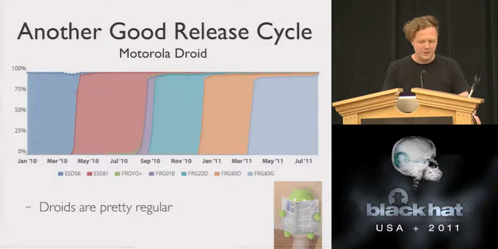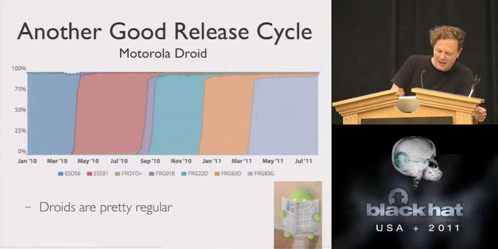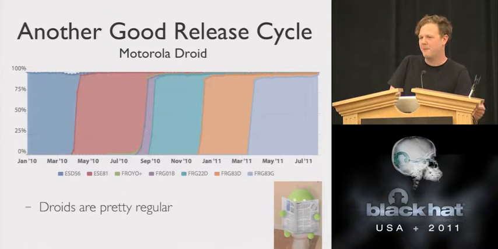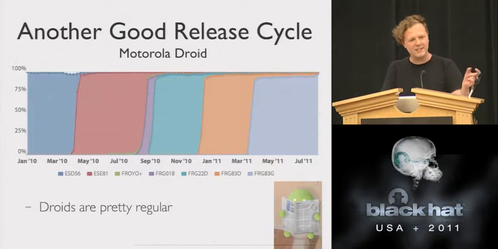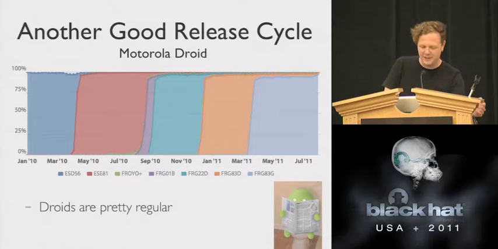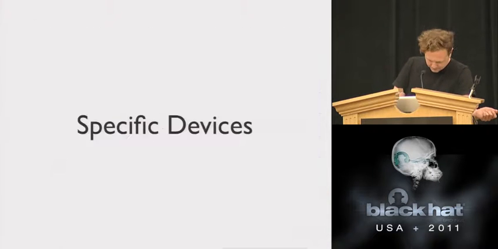Another good example of a release cycle, the Motorola Droid has actually had a pretty regular release cycle. And if you look at this, we found it kind of interesting because it looks like it's pretty much trying to map to roughly a 12-week release cycle, and there's a little give and take around that where things slip out a little bit and then they pull it back in. But it's been pretty consistent over time.